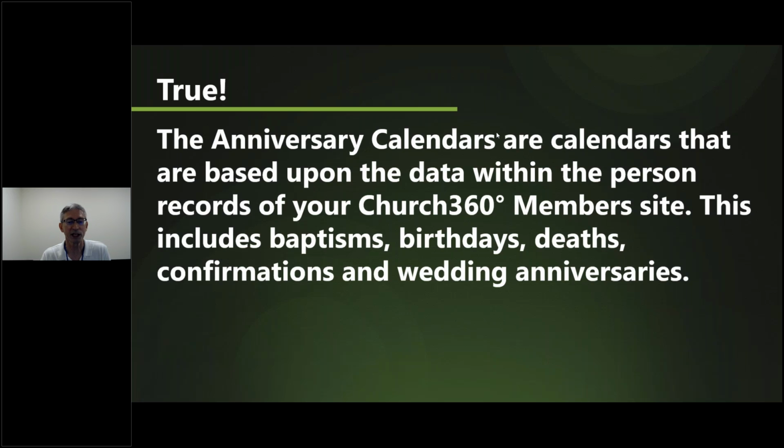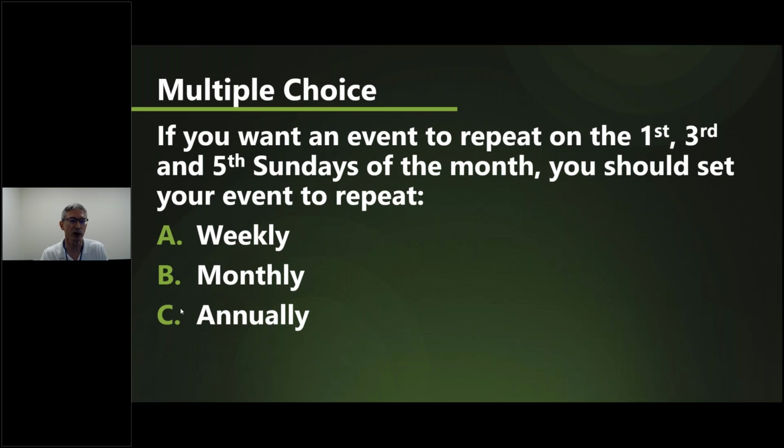All you need to do is make sure that baptism dates are put in on your people records, birth dates are put in there, any confirmation and wedding dates, and those names will then appear in your events view for that calendar. All right, let's move on. Next question, it's a multiple choice. If you want an event to repeat on the 1st, the 3rd, and 5th Sundays of the month, you should set your event to repeat. Is it by the weekly setting, the monthly setting, or the annual setting?